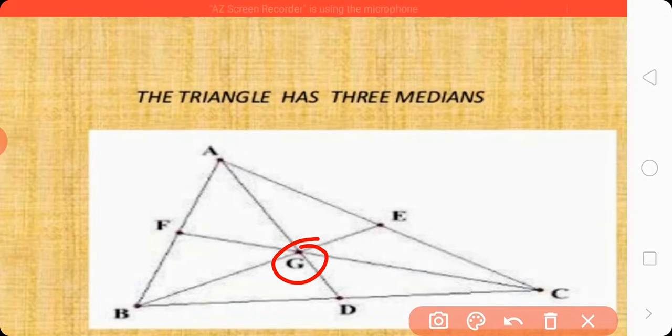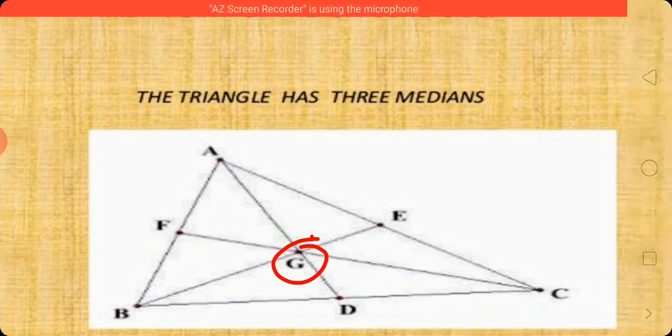This point is called the centroid. Okay. These three medians meet each other at G. That means these three medians are concurrent and cut at G, at the centroid. Okay. Remember, all three medians are always inside a triangle, not outside. Clear?